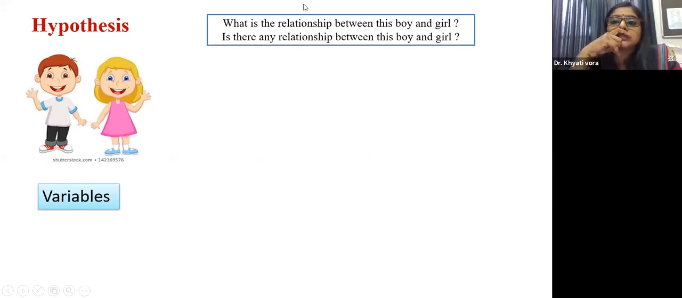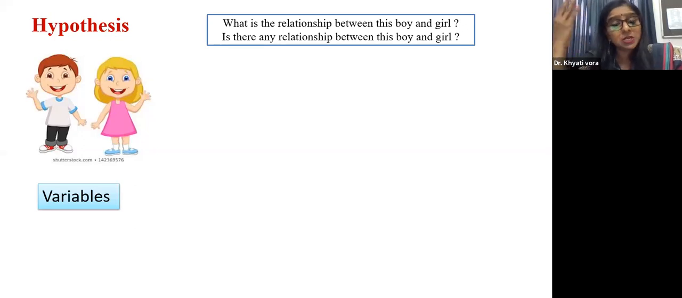What is a relationship? Achha, hamare movie ke main lead hai, ladka, ladki, hero, heroine. Ye hamare variables hai. Theek hai. Variables mein hamare variable ko naam diya hai boy and girl. What is the relationship between this boy and girl? Mera question ye hai, what is the relationship? To uske pehle ek question nahi aana chahiye. Kahi relationship hai kya? Is there any relationship between this boy and girl? Kya relationship hai? Wo baad mein aata hai.